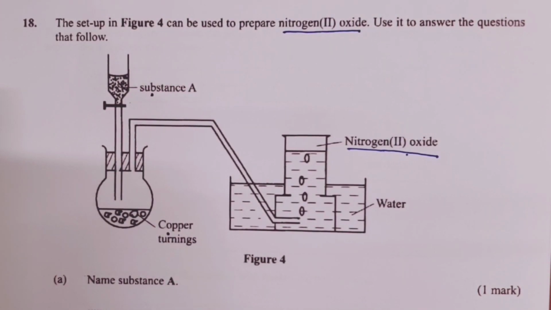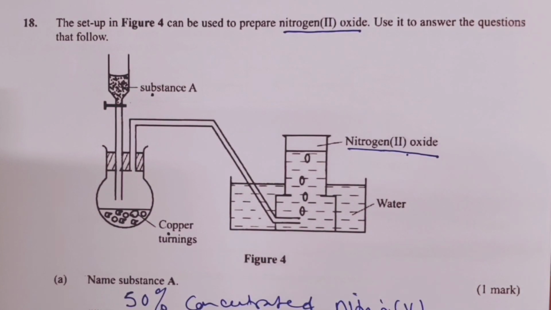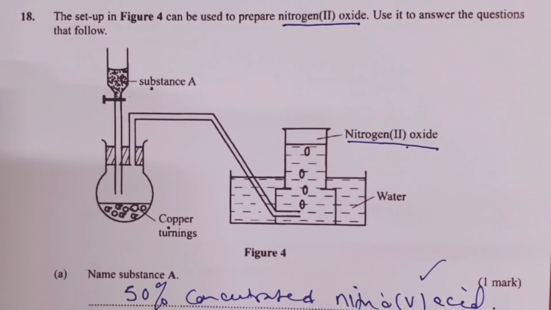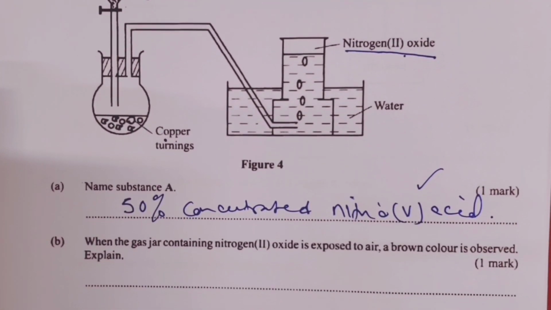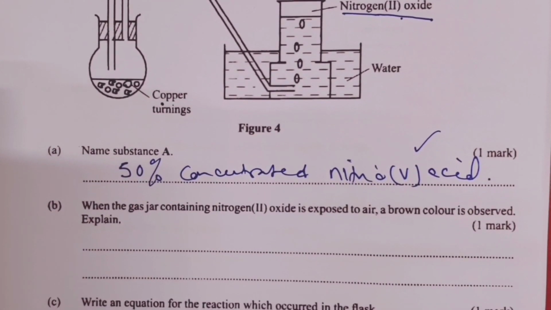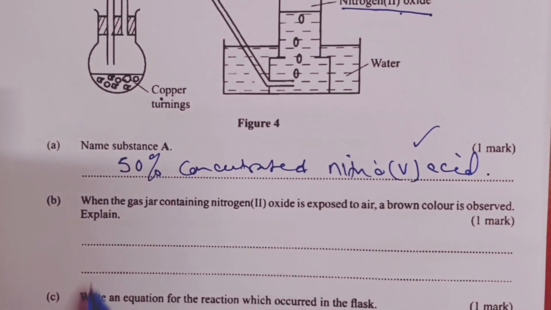And in part A, the examiner asked us to name substance A. This is simply 50% concentrated nitric(V) acid. It is 50% because we are producing nitrogen(II) oxide, not nitrogen(IV) oxide. Part B is asking us to explain that when the gas jar containing nitrogen(II) oxide is exposed to air, then a brown color is observed.